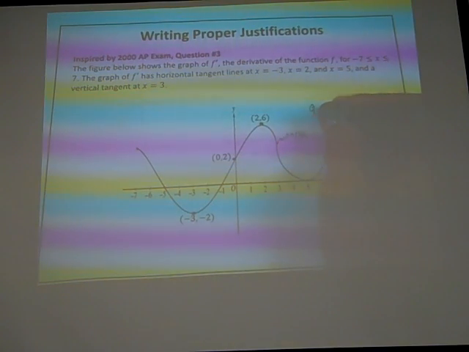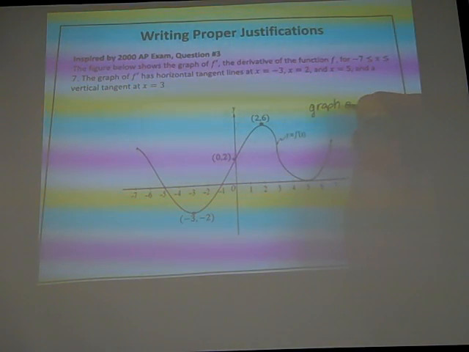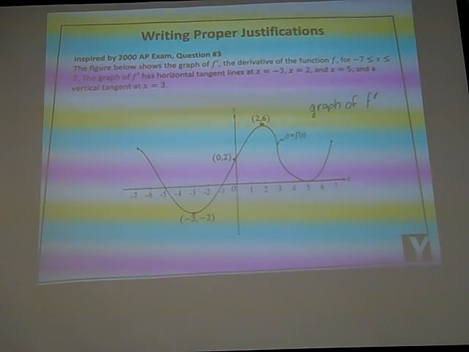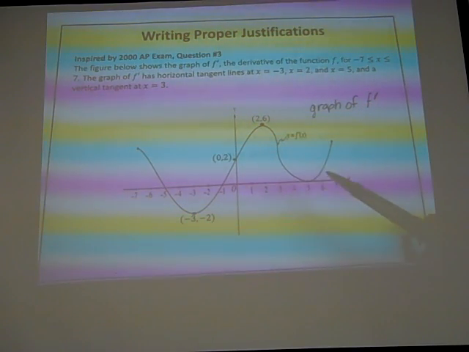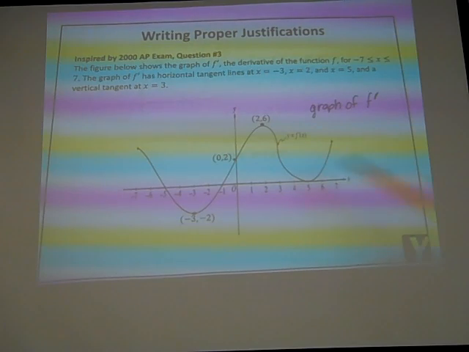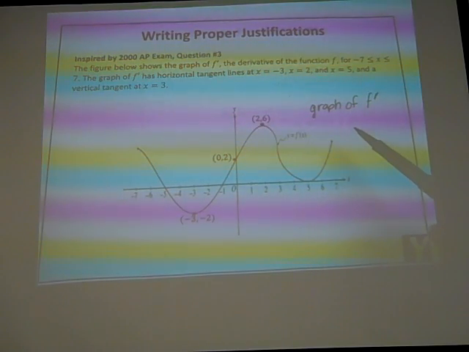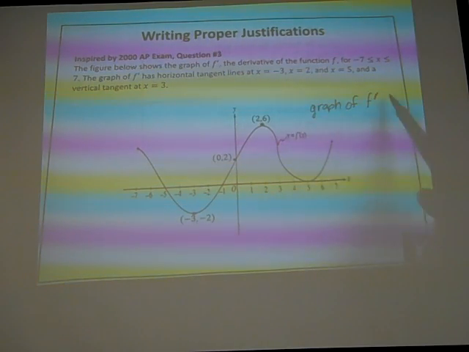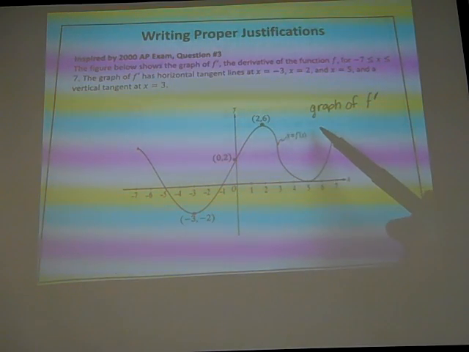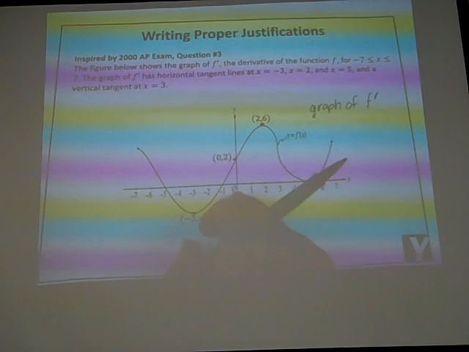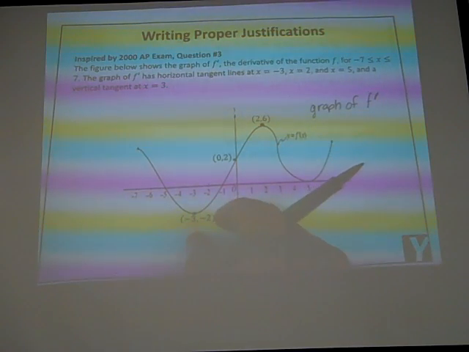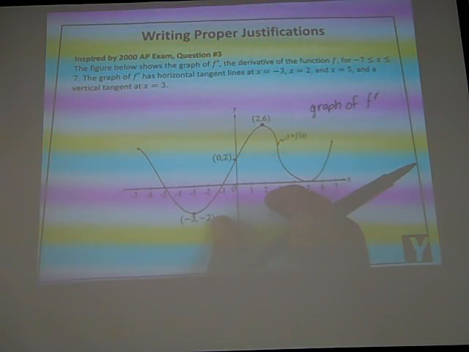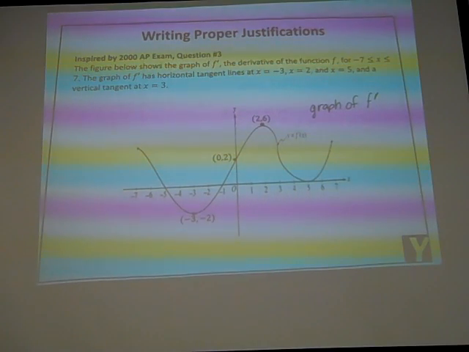If that's not really clear to you, I would write it myself. This is the graph of f prime. This is the graph of the derivative of a function. We don't know what the original function is. All we have is the graph of f prime. And because this is what we know, all of our justifications are going to have to go back to how f prime is behaving, and that's how we'll answer our questions.